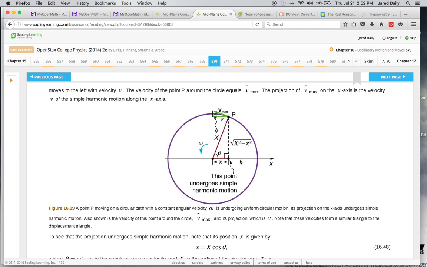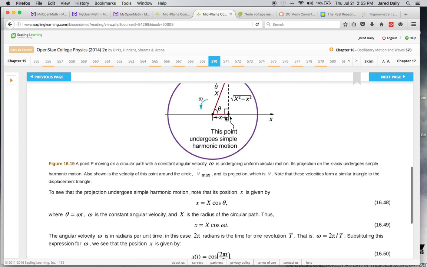If we do the math here, we know that we have some angle theta, and the distance that we are along the circle, if we figure out how far it is in the x direction, we use the cosine of theta. If we figure out how far it is in the y direction, we use the sine of theta. We can also use Pythagorean's theorem to figure out the y distance. So we've got all kinds of things that we can use here.